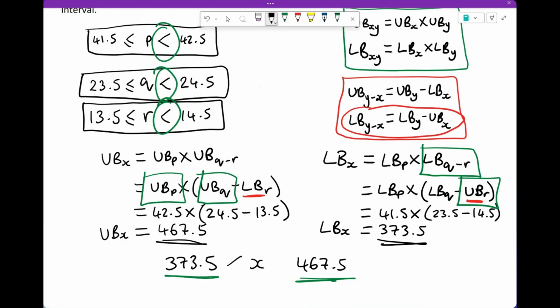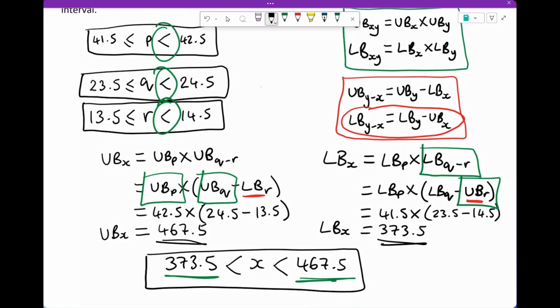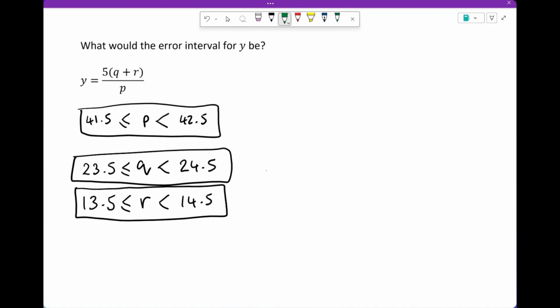Okay, we just have a greater than pointing to the x and then just a smaller than pointing to the x like that. And that would be my final answer for my error interval. Now let's have a look at a different calculation involving these numbers p, q, and r. So here's our next question involving p, q, and r.